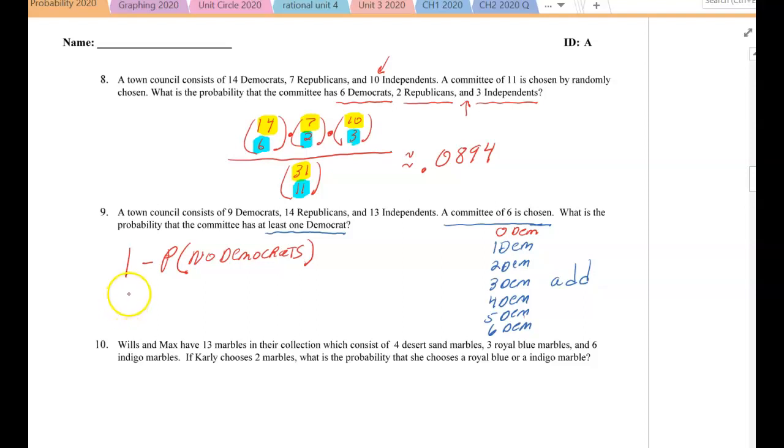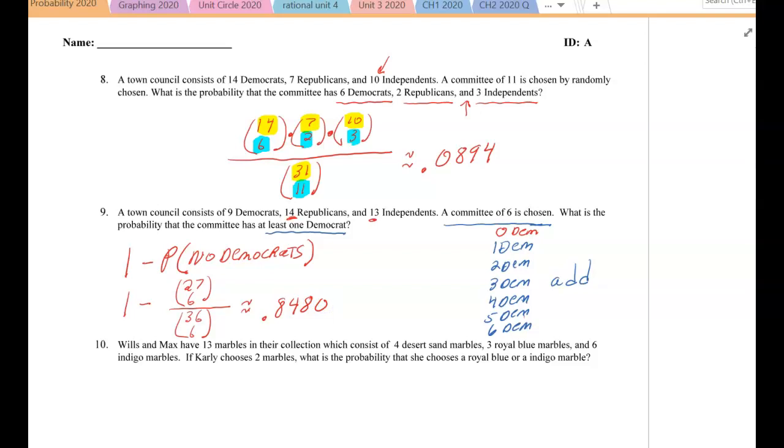So no Democrats, this would be 1 minus, well, there are 27 people that are not Democrats, these 14 and these 13. So out of the 27, you need to choose 6 of them. The favorable outcomes is 27 choose 6, and the total is 36 choose 6, because there are 36 people here. Typing this into your calculator, you get approximately 0.8480.